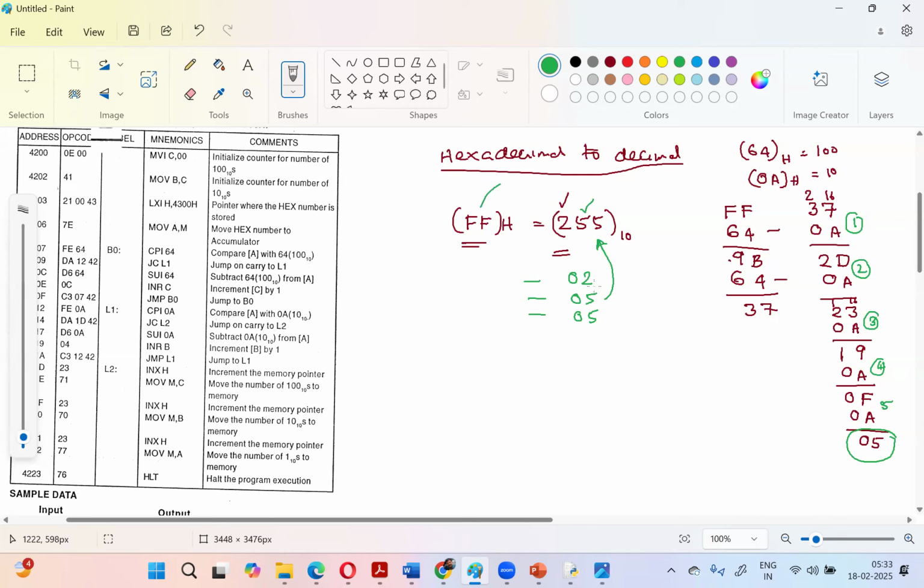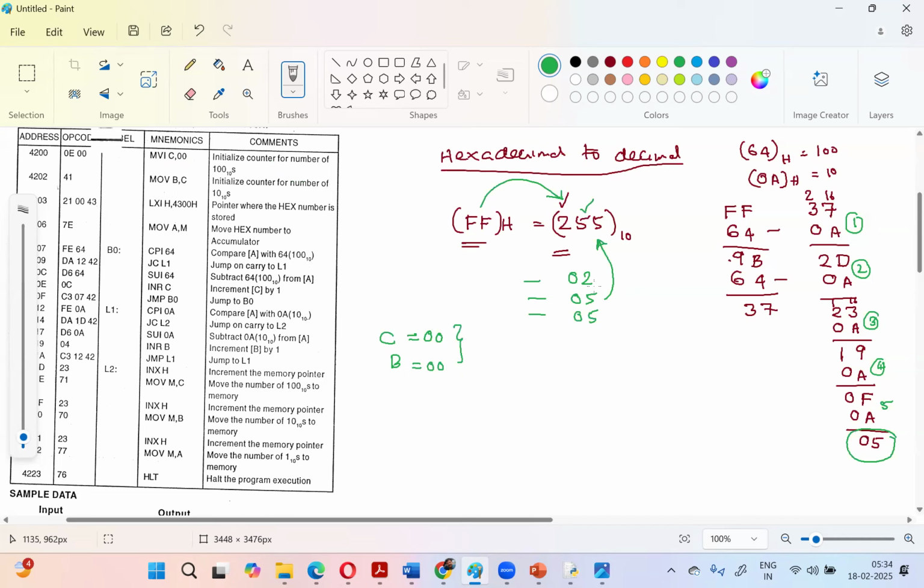So that is hexadecimal to decimal conversion. It's a simple way, and we can easily implement it. So how do you start? Here you take one counter, and for that we are using the C register. The C register is cleared, and the B register is also cleared. We now have two registers ready for counting.